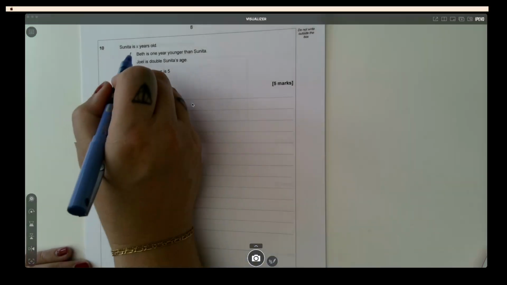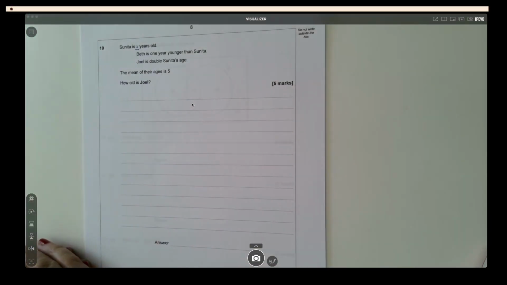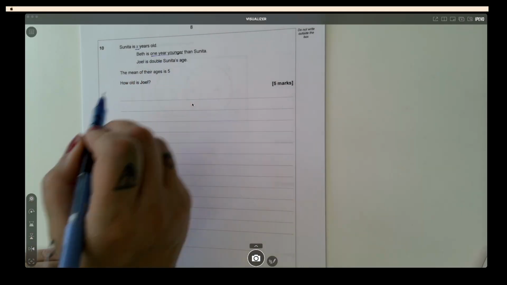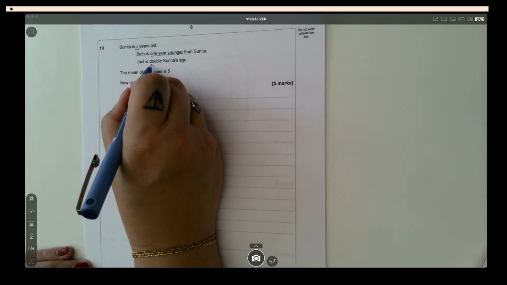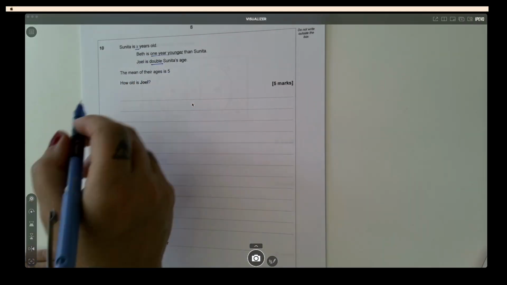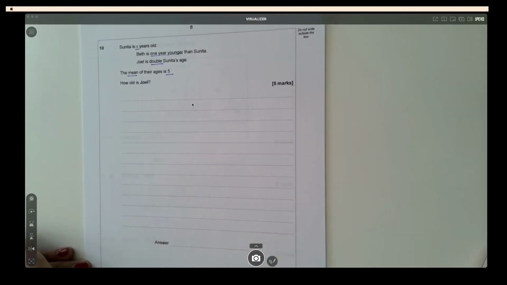Question 10. Sunita is X years old. Beth is 1 year younger than Sunita. Joel is double Sunita's age. The mean of their ages is 5. How old is Joel? So again, we're going to form and solve equations here because we haven't been given enough numerical values to be able to do this otherwise.